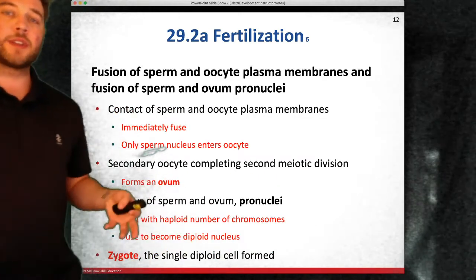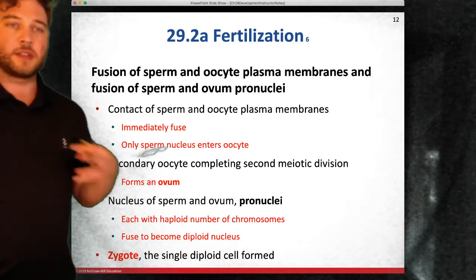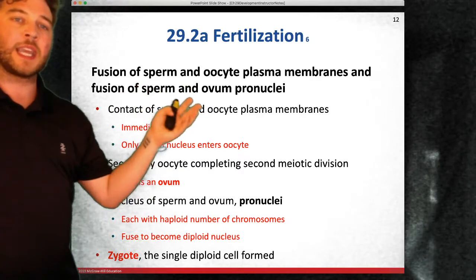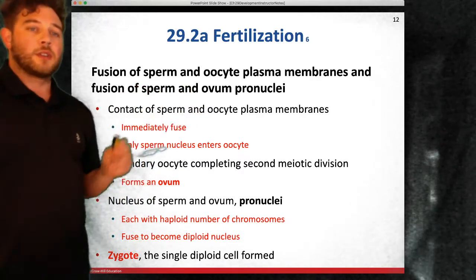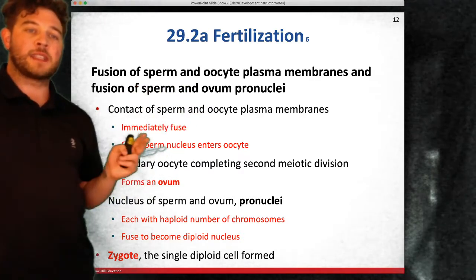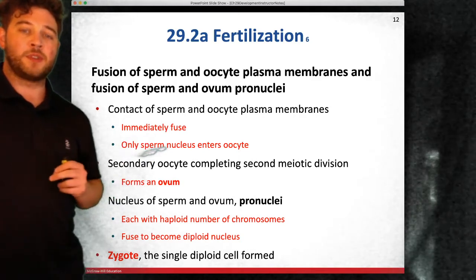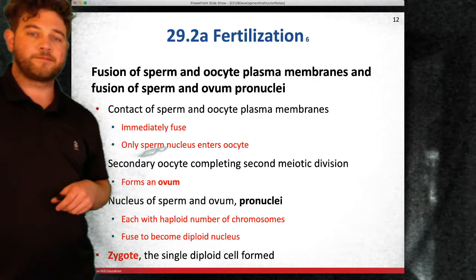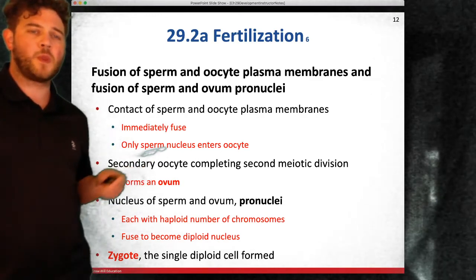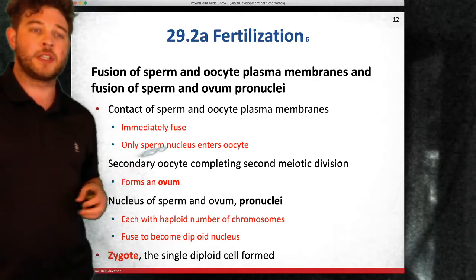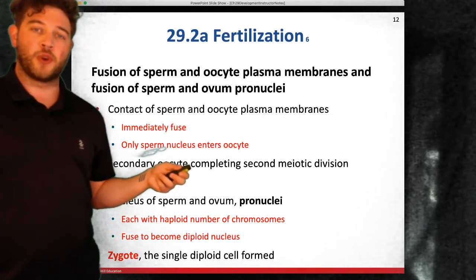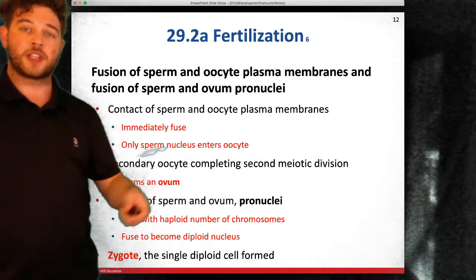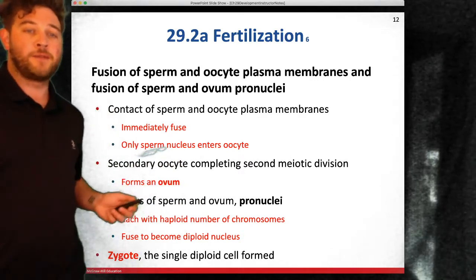Okay, so once you have the penetration of the membranes, you then have fusion of the sperm and oocyte membranes and pronuclei. Contact of the sperm and oocyte plasma membranes will cause them to immediately fuse, so that only the sperm enters the oocyte. The secondary oocyte will then complete its second meiotic division. Remember, up until this point, it's been frozen in prophase 1, and now it's able to continue and finish meiotic division and form an ovum.